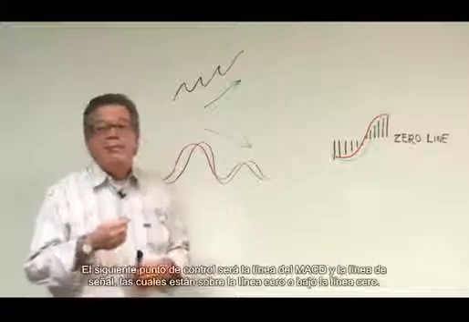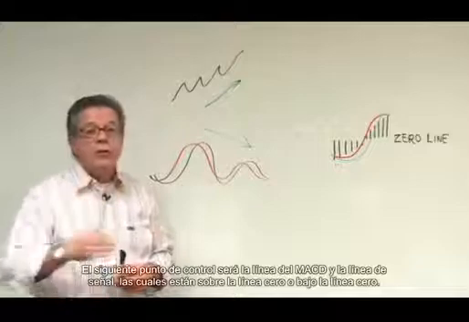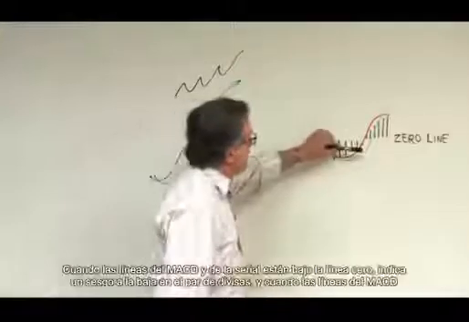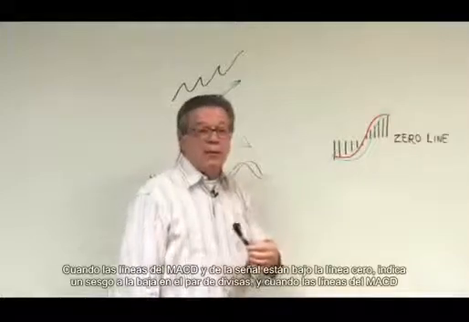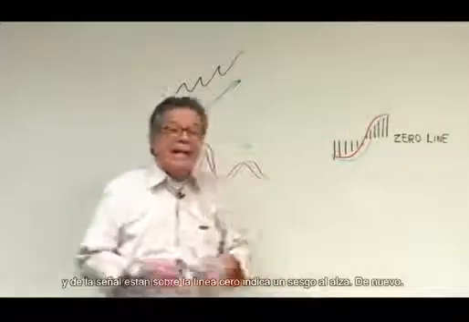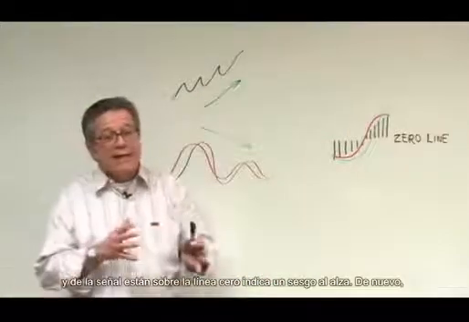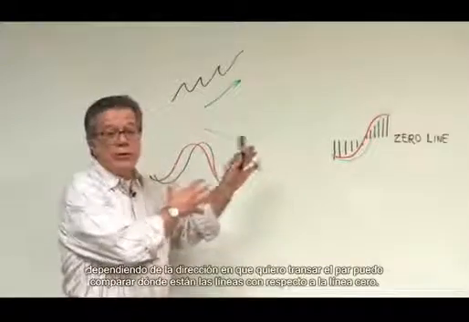The next checkpoint is going to be the MACD line and the signal line. Are they above the zero line or below the zero line? When the MACD line and the signal line are below the zero line, that indicates more of a bearish bias on the currency pair. And when the MACD line and the signal line are above the zero line, that indicates more of a bullish bias.